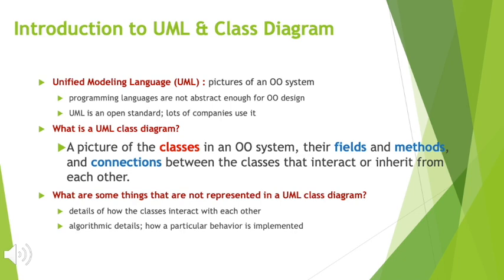Okay, so what are the things that we don't represent in UML? Normally, we don't show the details in UML. Details like every single thing we do in our code, we don't show. We just show the rough idea of how the system is going to work. And we also don't show the algorithmic details in your UML.